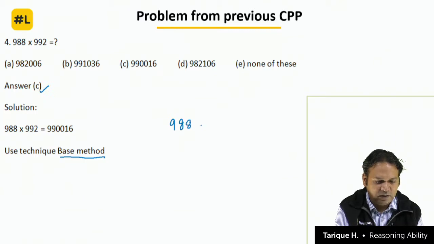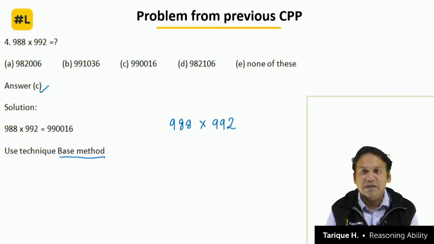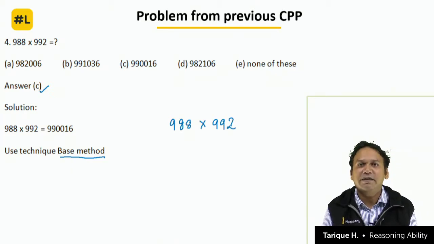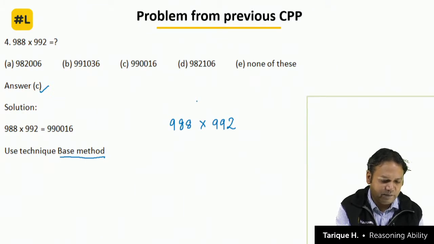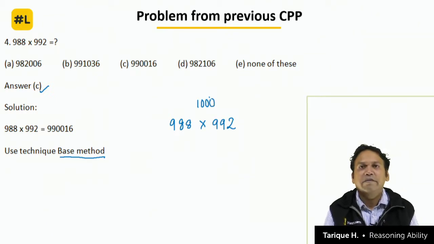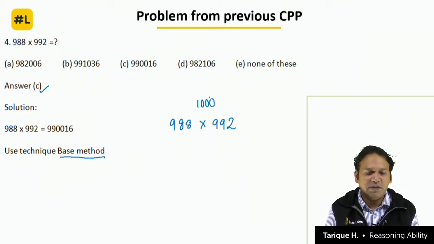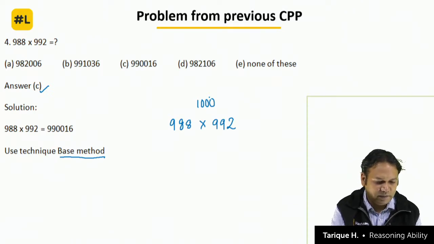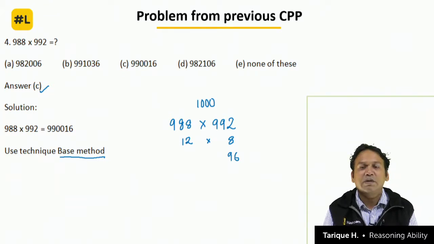So this I had discussed in the multiplication class. 988 into 992. So how do you multiply these two numbers without using a calculator within just maybe 3-4 seconds? So we take the base as 1000, fine. The base is 1000, and we see how much less each of these numbers is from the base. You'll see this is 12 less from 1000, and this is 8 less from 1000. So 12 into 8, that is equal to 96, right? 12 into 8 is equal to 96.